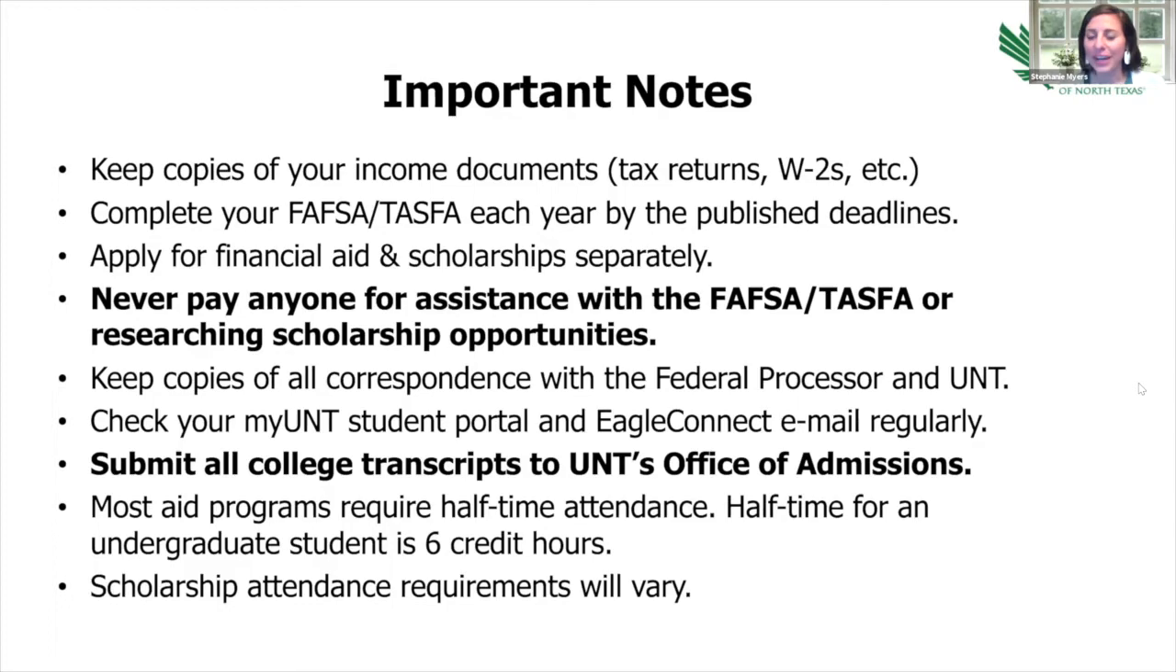Again, you want to look at your aid and always make sure you know how many classes you have to take in order to get your aid, because if you don't have that many classes, you're not going to get the aid that you want and were awarded. And then scholarship attendance requirements will vary. Scholarships will list, okay, you have to get a 3.5 in these classes, or you have to have 12 credit hours full time to get the scholarship. So each scholarship has different requirements, and you just want to make sure that you're meeting those so that you can continue to get the scholarship.